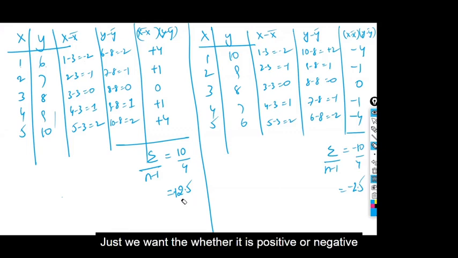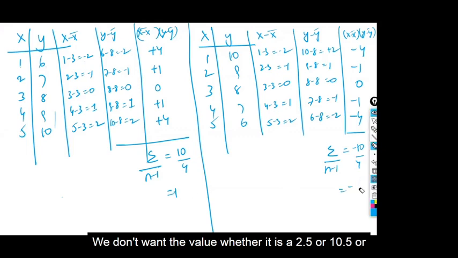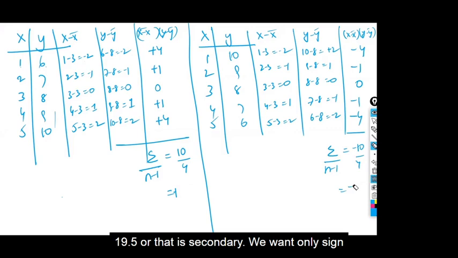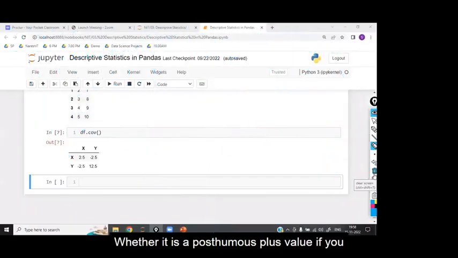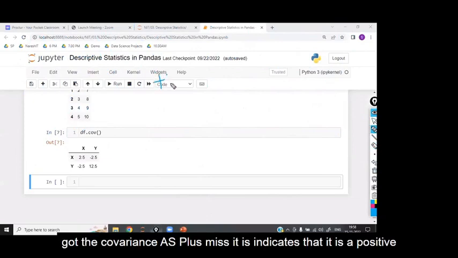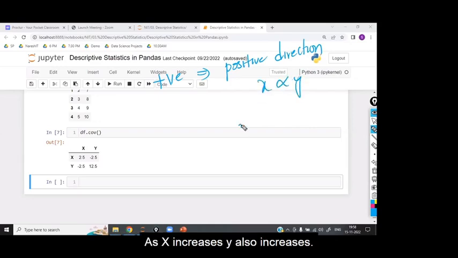We just want to know whether it is positive or negative. We don't want the value, whether it is 2.5 or 10.5 or 19.5, that is secondary. We want only the sign, whether it is a positive sign or negative sign. We don't focus on the value. We'll focus only on the sign. Sign says the direction. If you got the covariance as plus, it indicates a positive direction. Positive direction means x is directly proportional to y. As x increases, y also increases.